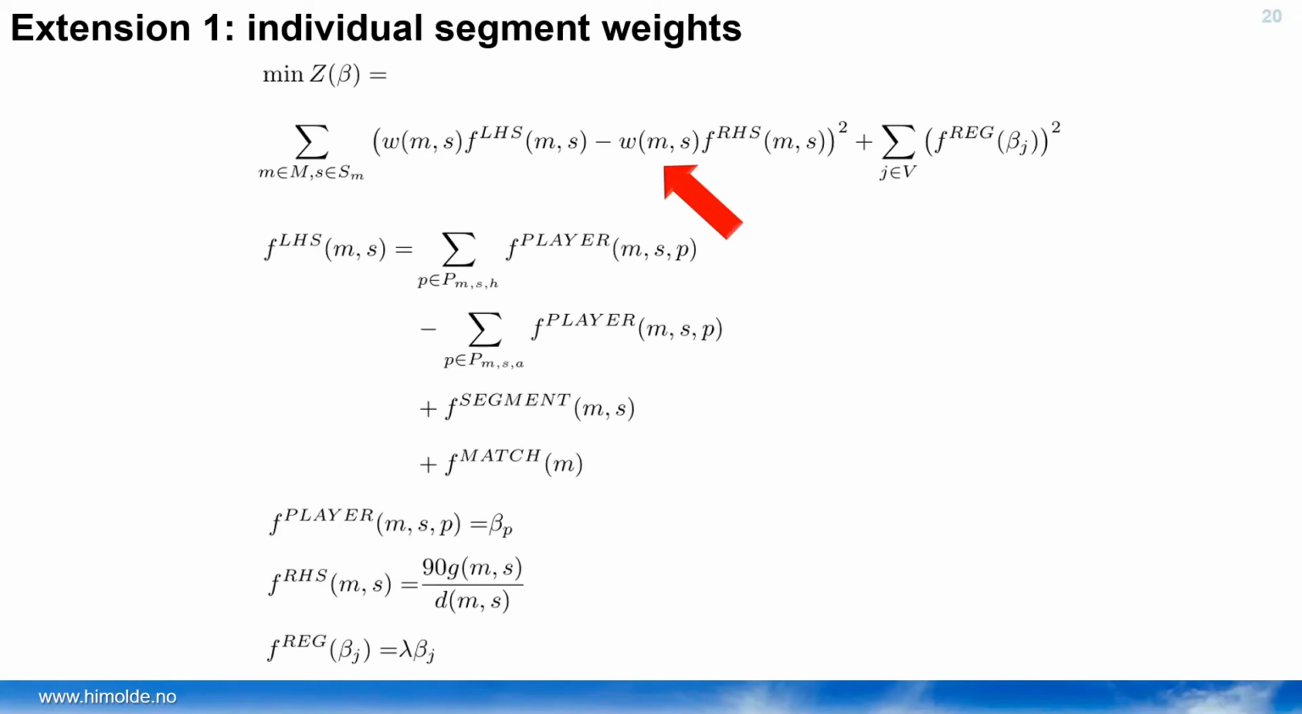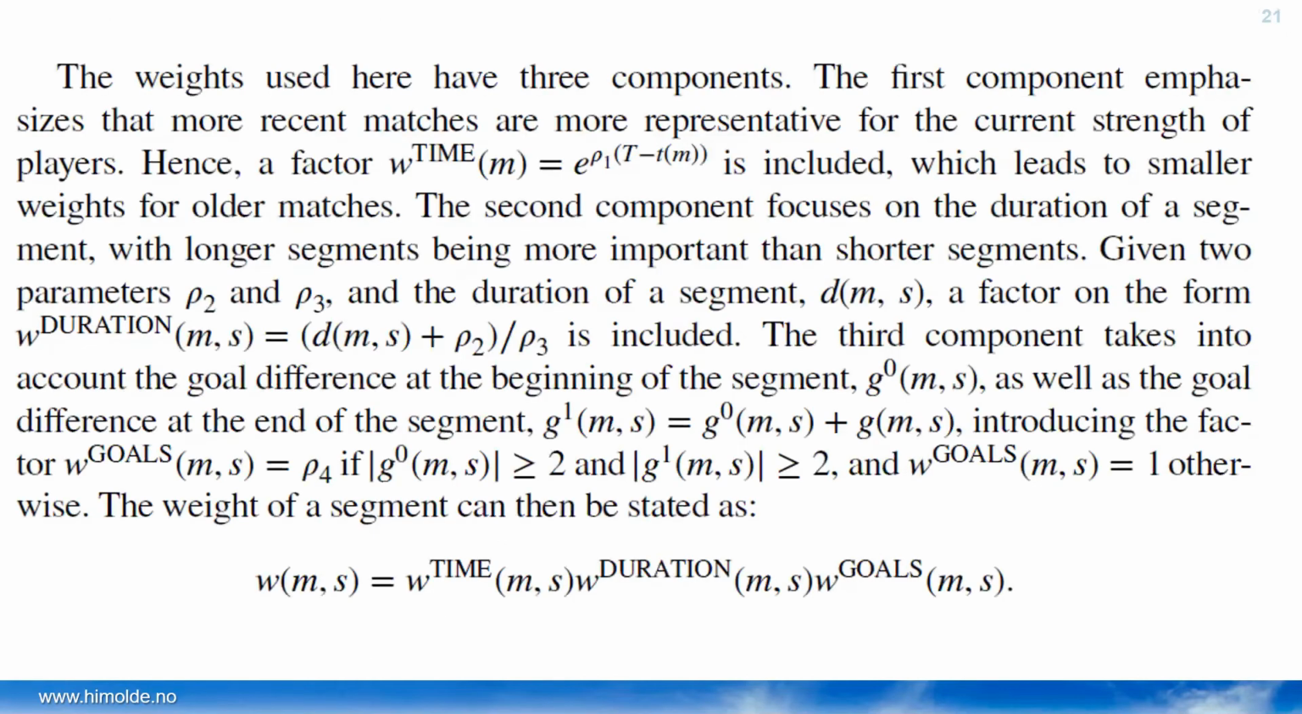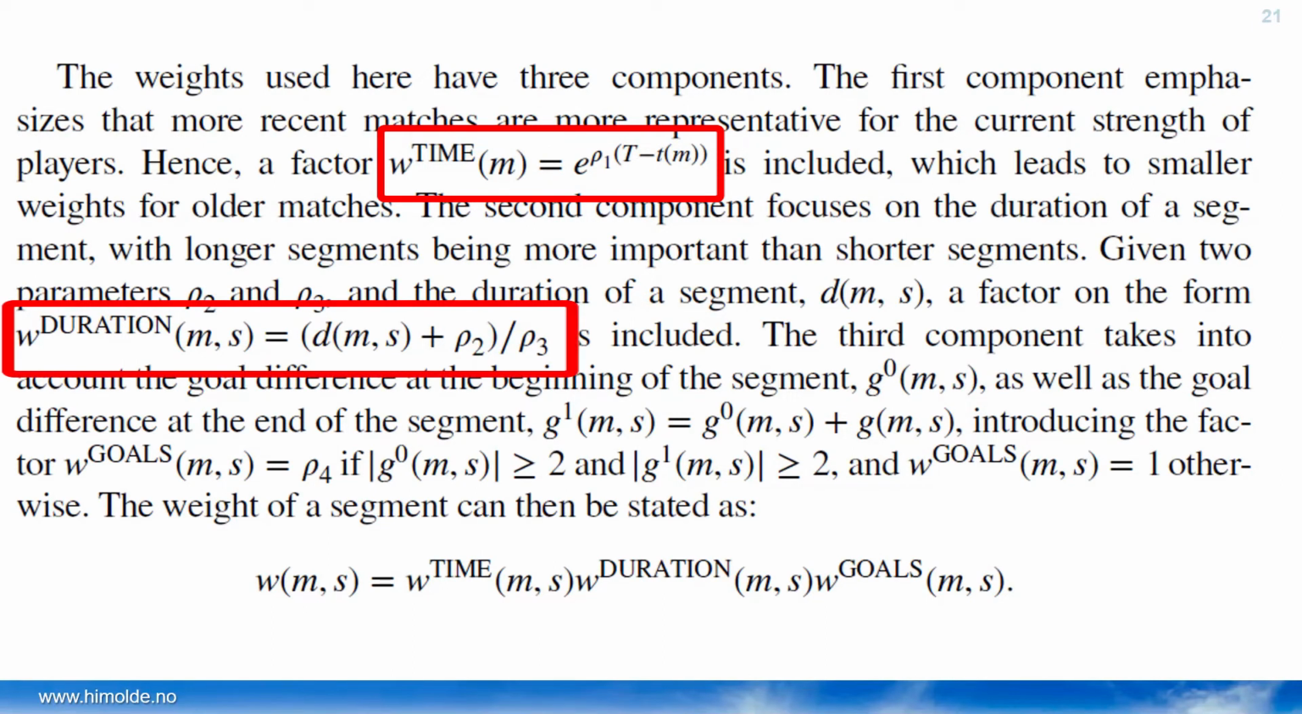First of all, the different match segments that we have are not equally important. We give them a weight to indicate how important they are in terms of providing useful information when calculating player ratings. This excerpt from the paper describes 3 factors used to weigh a given segment. The time since the corresponding match was played, with older observations being less important. Then the duration of the segment, with longer segments being more important. Short segments have less information in them. And finally, if both teams have scored 2 or more goals at the start of the segment, it carries more weight. This last one seems a bit odd, but has consistently proven to help generate better ratings.